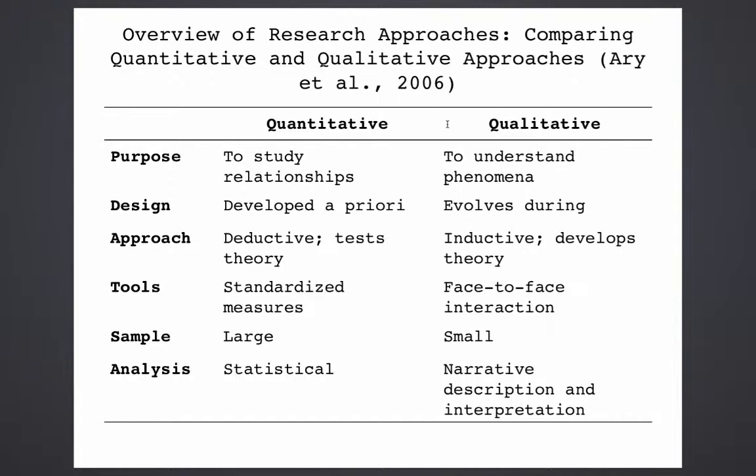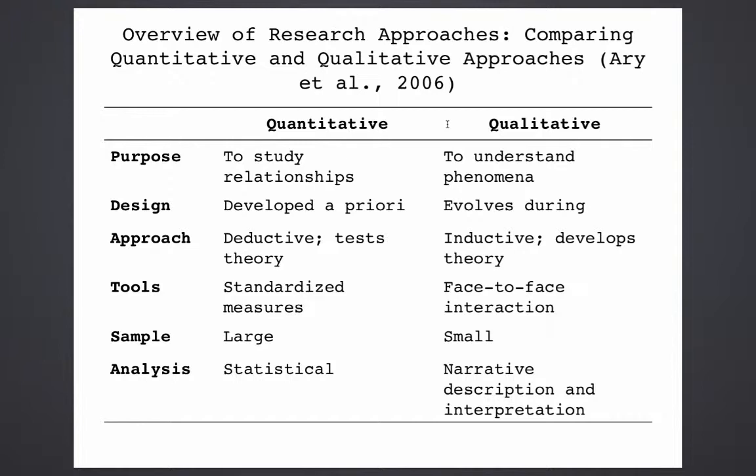So what are some of the differences between quantitative and qualitative research? And these are just generalities, so it's dangerous to talk in generalities, but for the most part, and as an introduction to the concepts, this is a good overview. The purpose of quantitative research is typically to study relationships between variables. We design our methods prior to conducting the research. We employ a deductive approach where we're testing theories and hypotheses. We use standardized measures as our tools, and large sample sizes are required more so than small sample sizes. And all of the analysis is very quantitative in nature, statistical in nature, and subject to all of the assumptions of statistical testing.